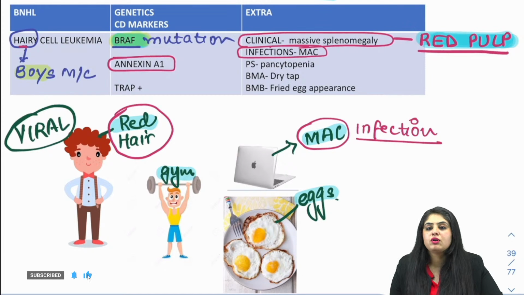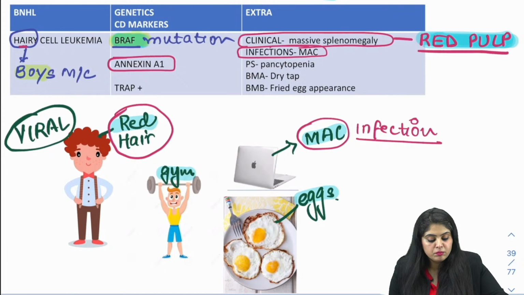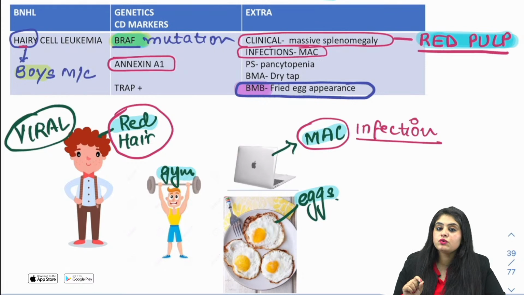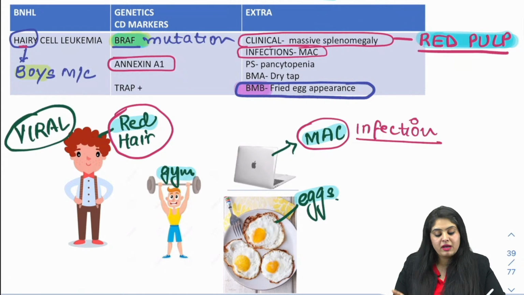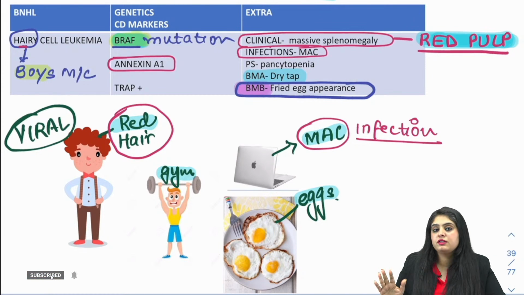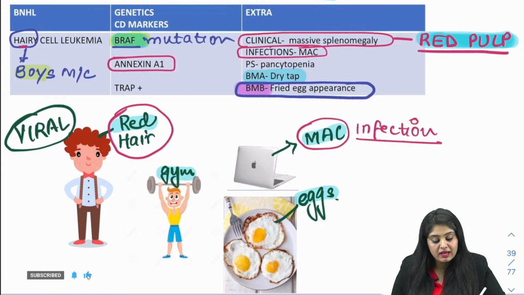Okay, ma'am, he's always talking about gym and eggs. So bone marrow biopsy shows you a fried egg appearance. I want you to focus on something. Bone marrow biopsy shows you a fried egg appearance, not a bone marrow aspirate. Bone marrow aspirate shows you nothing. Dry tap. Bone marrow aspirate matlab you put a needle, you got nothing out of it. Bone marrow aspirate is not going to show you anything. Bone marrow biopsy shows you a fried egg appearance.